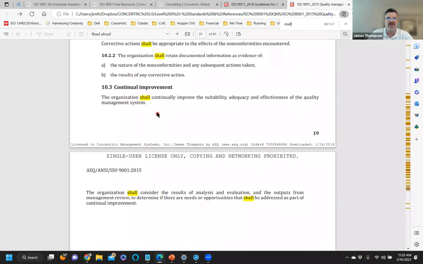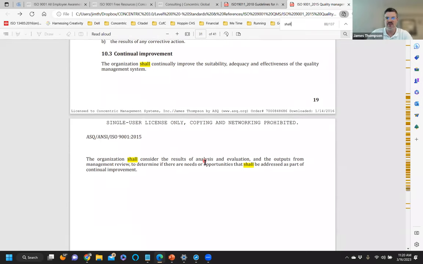10.3, this is the last subclause, continual improvement. The organization shall continually improve the suitability, adequacy, and effectiveness of the QMS. This verbiage was there in the 14001 and 18001 OHSAS standards before. Now it's being brought over to the QMS 9001. But how do you go about it at a very high level, saying our QMS is suitable, it's adequate, it's effective, and looking at where we need to make improvements?